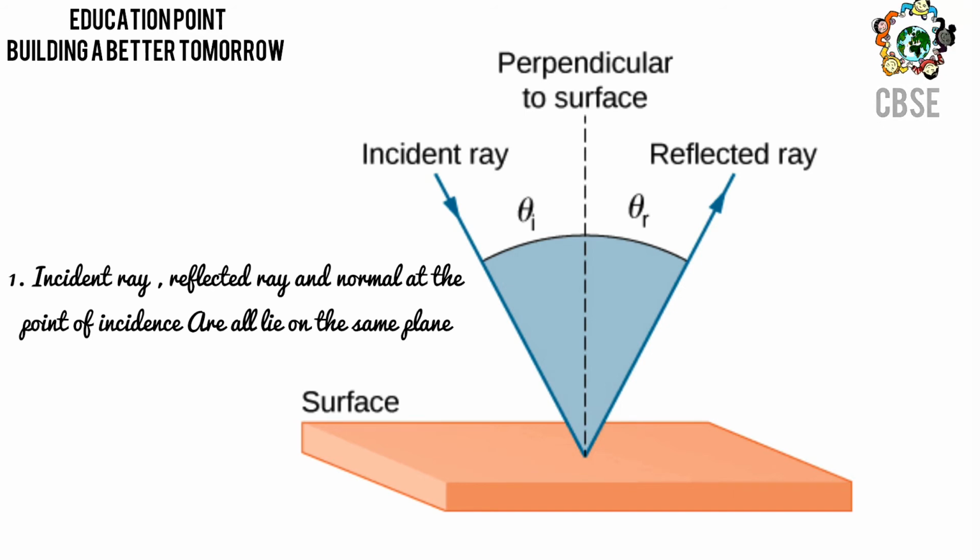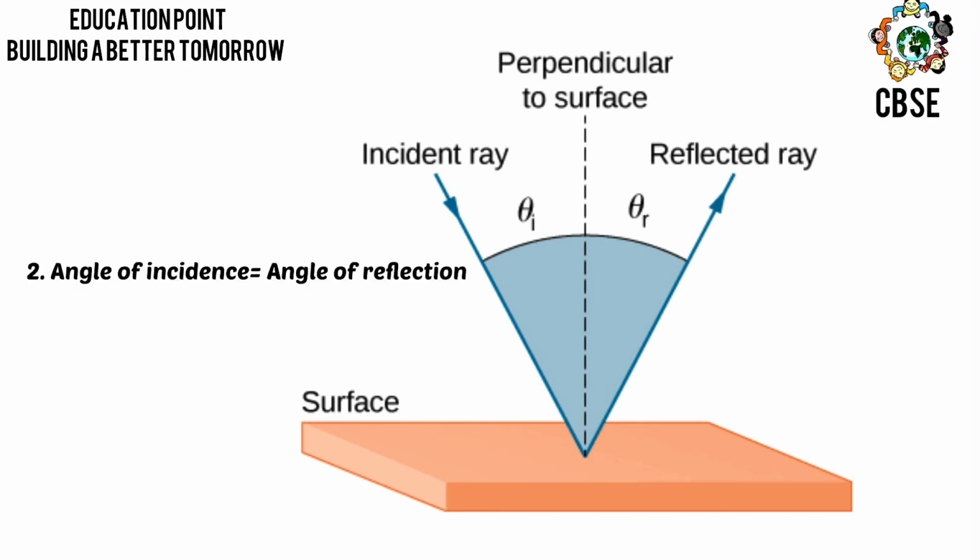The incident ray, reflected ray and normal at the point of incidence all lie on the same plane. The angle formed between the incident ray and normal, that is the angle of incidence, is equal to the angle formed between the reflected ray and normal, that is the angle of reflection.